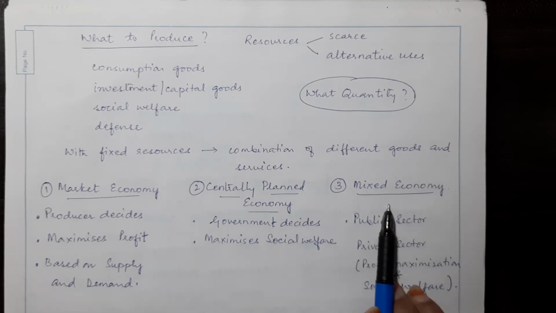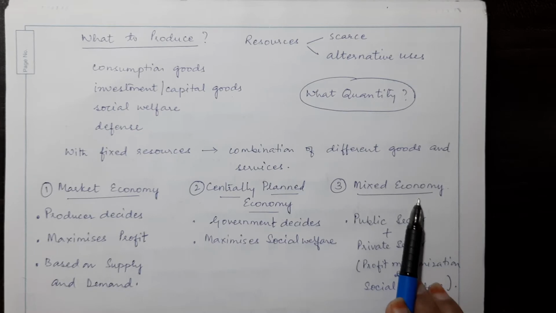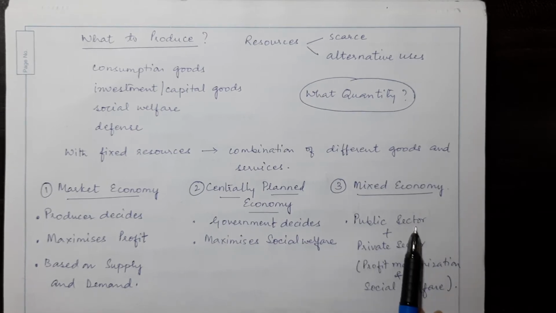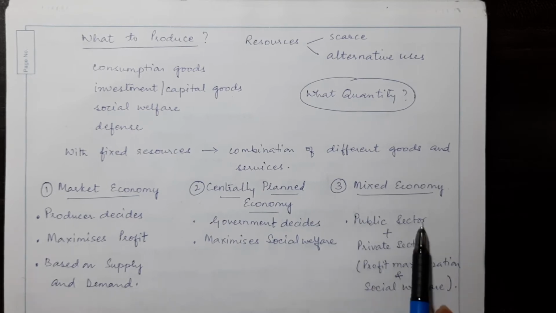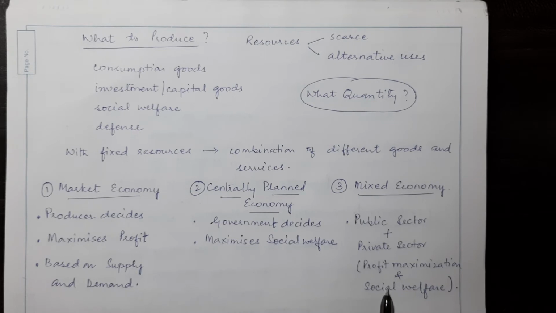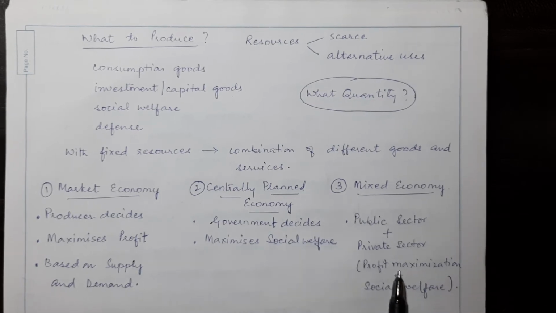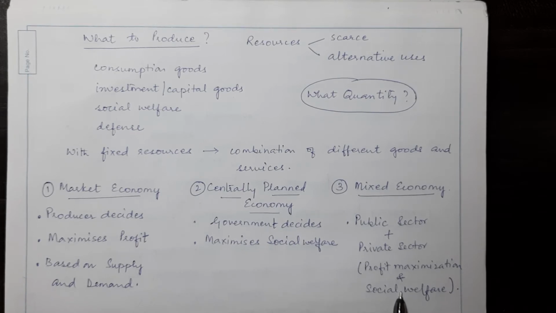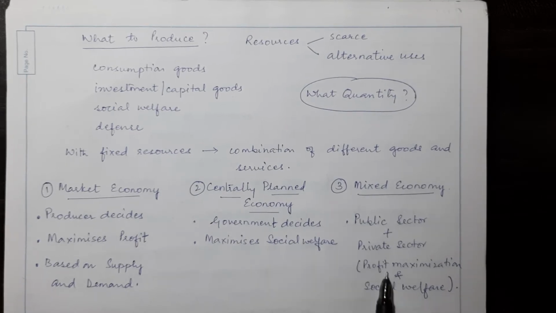Then there is a third type of economy called mixed economy, which India has adopted. In such economies, there is importance to both the public sector and the private sector. Public sector, that is governed by the government, and private sector by the private partners. Now here the public sector would look into social welfare and the private sector would look into profit maximization. So a mixed economy takes care of both social welfare as well as profit maximization.